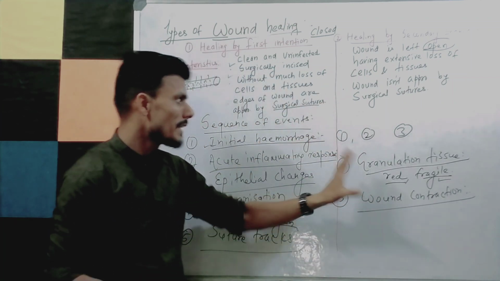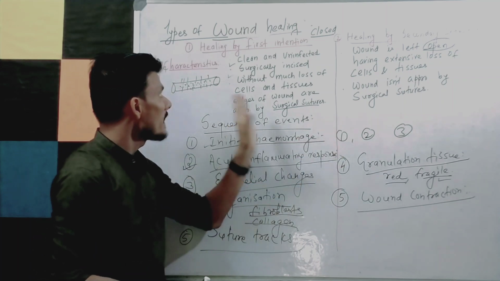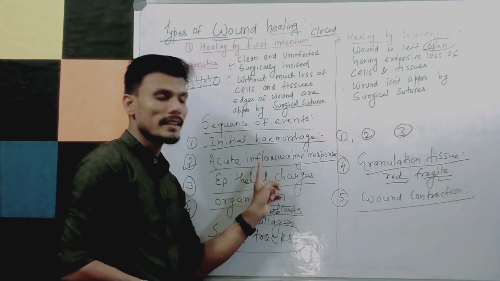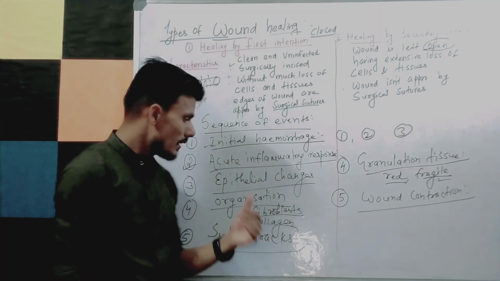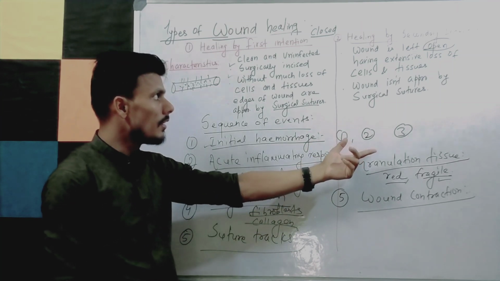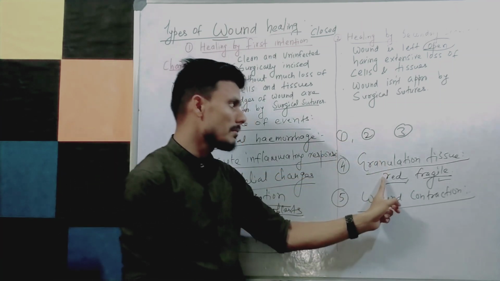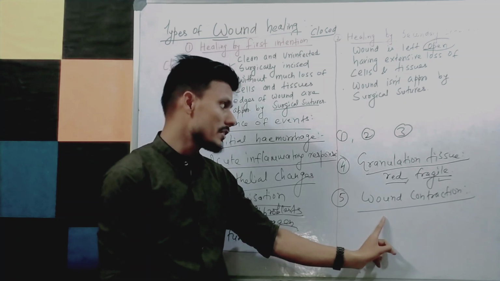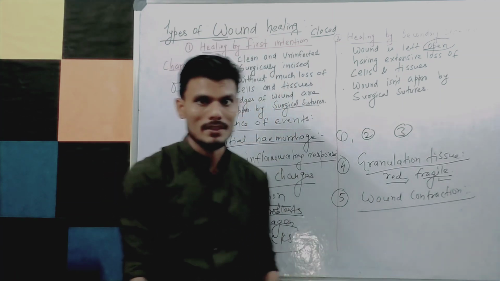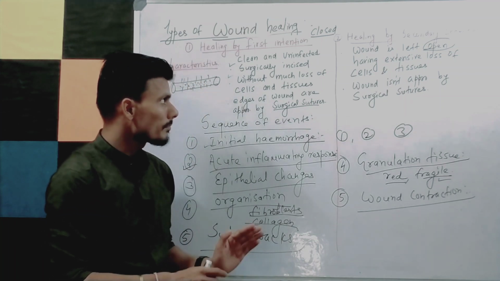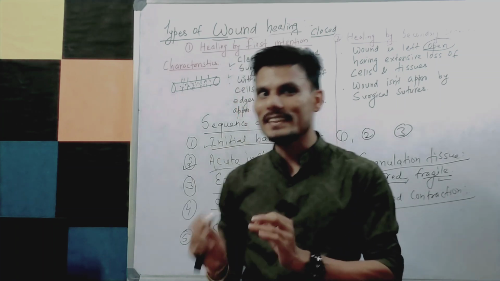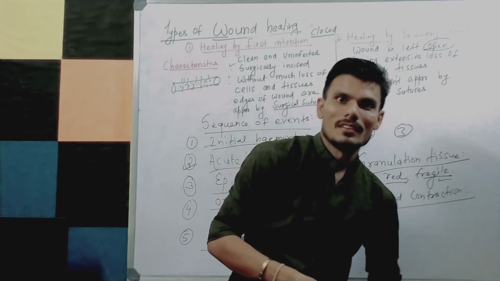So remember that in case of wound healing by primary and secondary intention, the first point, second and third will remain similar. In this case there is organization and suture tract, whereas in case of secondary intention there is a formation of granulation tissue and wound contraction is taking place, because you know that it is an open wound healing. So that is the brief information regarding primary wound healing and secondary wound healing, and I hope it is clear.